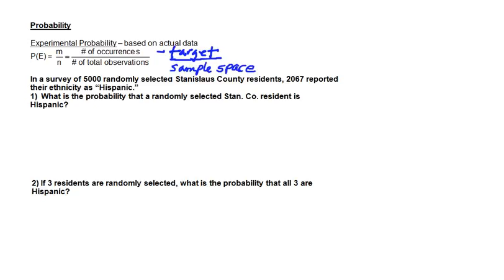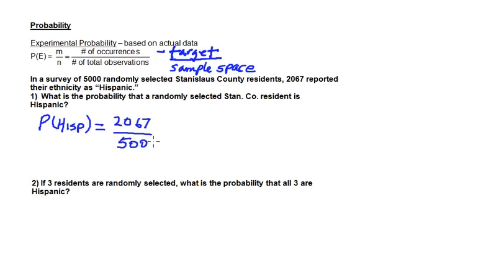Let's take a look at an example. We have a survey of 5,000 randomly selected Stanislaus County residents. Out of those, 2,067 reported their ethnicity as Hispanic. If we want to find the probability that a randomly selected Stanislaus County resident is Hispanic, we will use this actual data to get some information or projections of the entire population, which is over 200,000 residents. So the probability of Hispanic is equal to the number of occurrences, the target feature, which is 2,067, divided by the total number of observations, which is the 5,000 people that were surveyed.